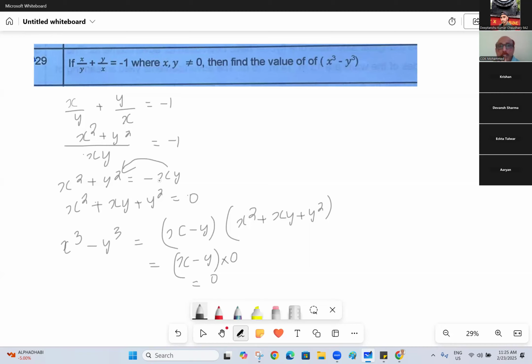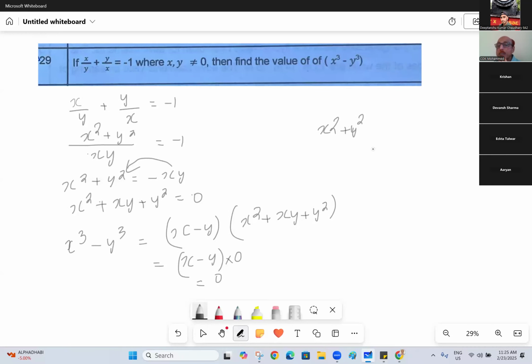Minus xy has come to this side. So what is remaining there? It's 0. X square plus y square is equal to minus xy. Equal to minus xy. Now minus xy is coming to this side, plus y square. Correct? So that is equal to 0 because nothing is remaining there. So I substituted that here and got 0. Okay, sir. Is that clear? Thank you, sir.